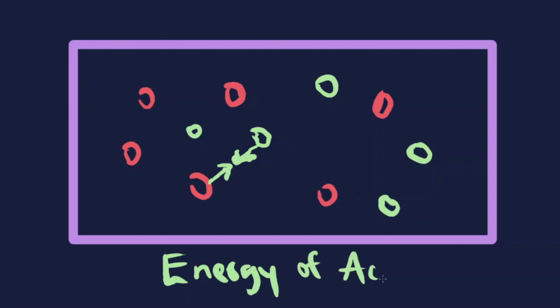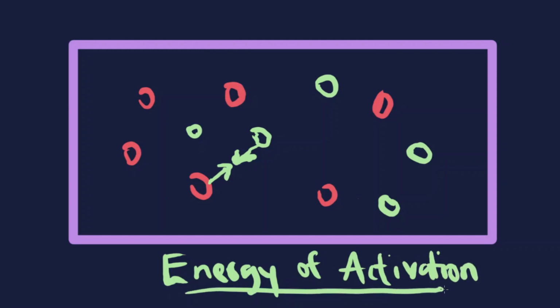And for a reaction to occur, these two particles should meet each other with the correct orientation and must have the sufficient energy, which is also called the energy of activation. Energy of activation. We'll talk about this more in the Maxwell-Boltzmann distribution. So why does correct orientation matter?